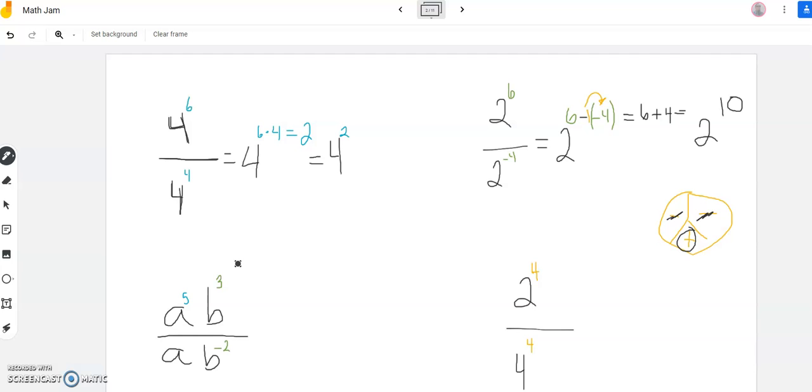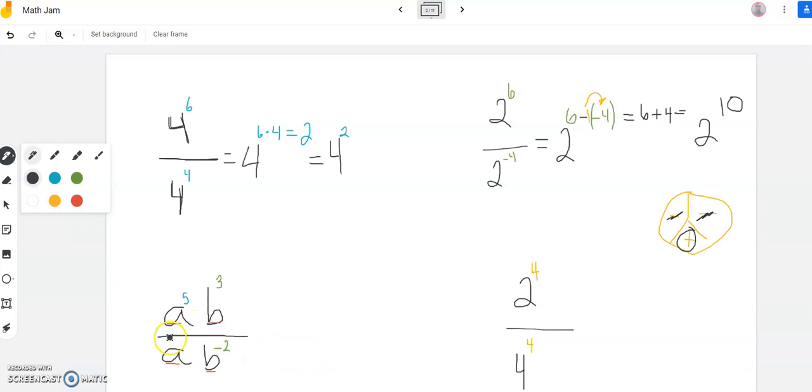So here we have some letters and some exponents. Can we apply the product rule? Well, let's look at our first one. Our base here is going to be an A and an A. Okay, those bases are the same. And the base over here is a B, and this one is a B. So the bases are the same, so we can apply these rules. And that rule was, if the bases are the same, we keep the base, and we subtract the exponents.